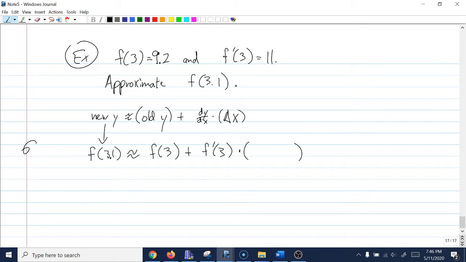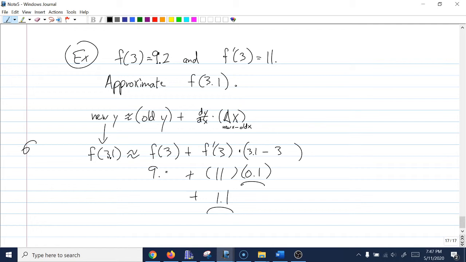So the new x value: delta x is new x minus old x. Our new x is 3.1, our old x is 3. You want to wiggle the x value by a small amount, 0.1. Well, the derivative tells you the ratio of the x wiggle to the y wiggle. 11 times 0.1 is 1.1. Wiggling the x by 0.1 is going to wiggle the y by 1.1.